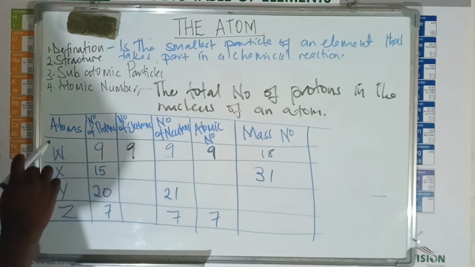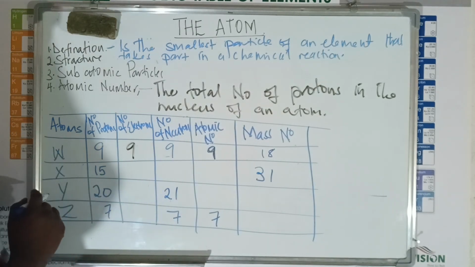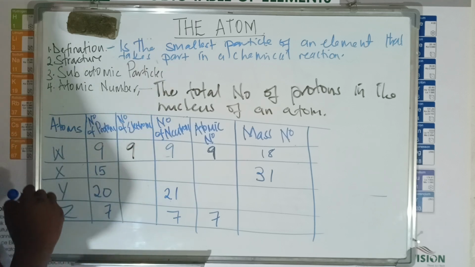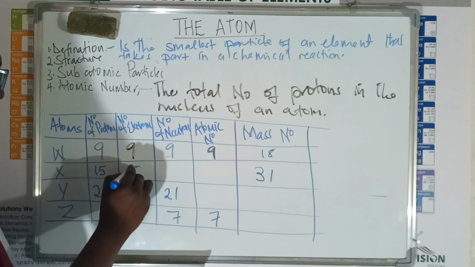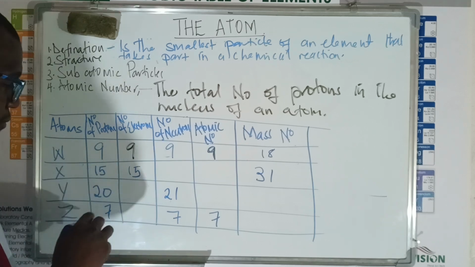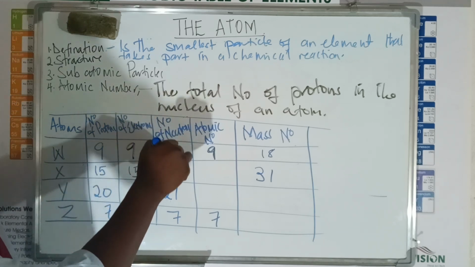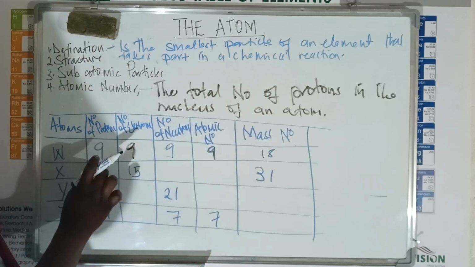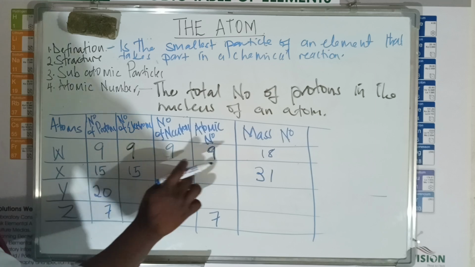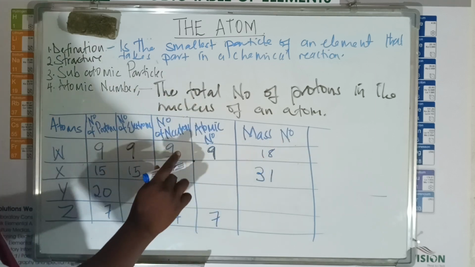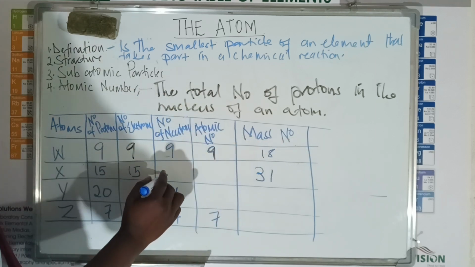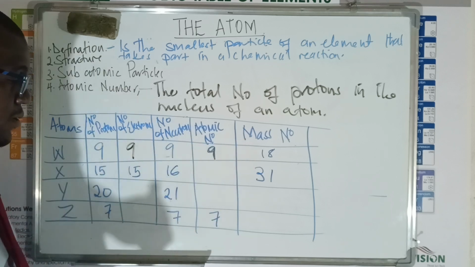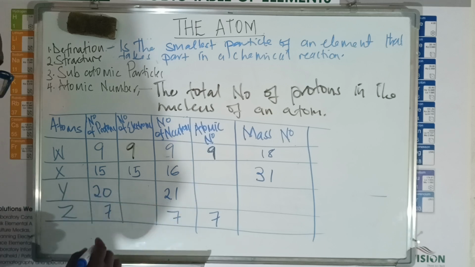Now, when you come to X, you have 15 protons. The electrons are not given. This one is definitely 15. And then the number of neutrons you are not given, but you're given the mass number. So this plus this is equal to this. So the number of neutrons must be 31 minus 15, which is 16.